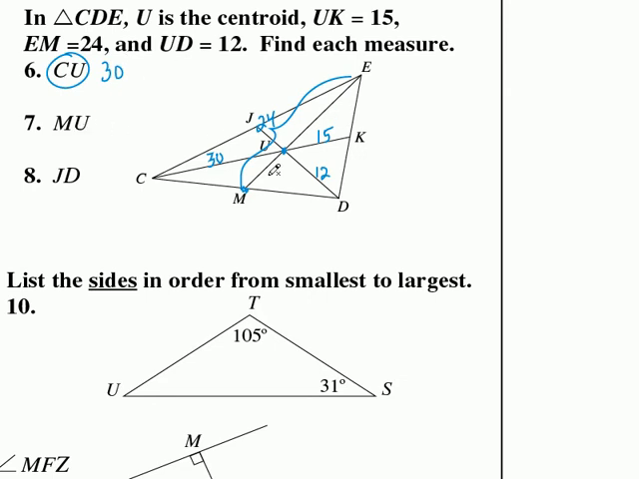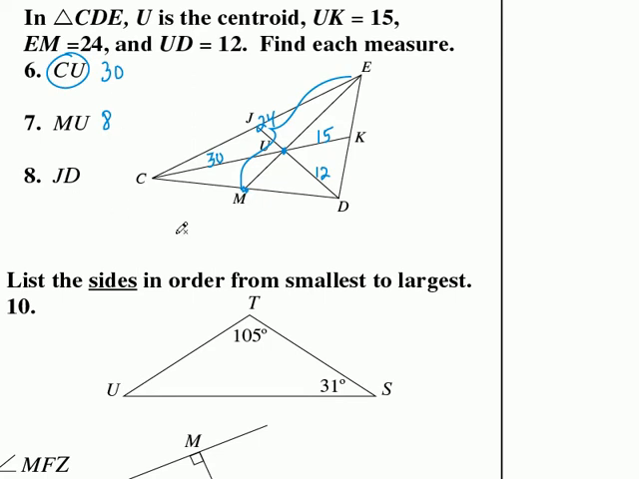What's MU? Where is that? MU is right here. Now look at this. They tell you the whole thing is 24, don't they? And you need to find MU. MU is the shorter one. Now remember, it's half of the longer one, but it's what of the whole entire thing? It's 1/3, right? So this is 1/3 of the whole entire thing. I know the whole entire thing is 24. This is a third of it, so it's 24 divided by 3. It's 8, so MU is 8.